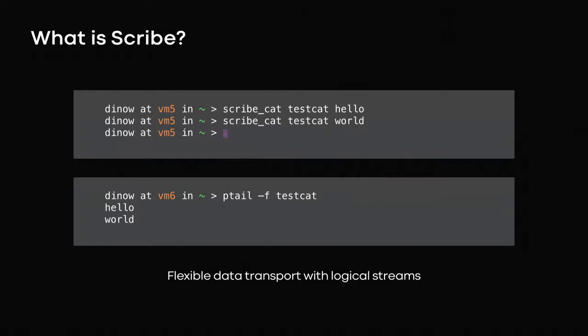And here is an example of that. We would write data into a logical stream, which we call a category, and then read it once or multiple times at the other end, very similar to a pipe.